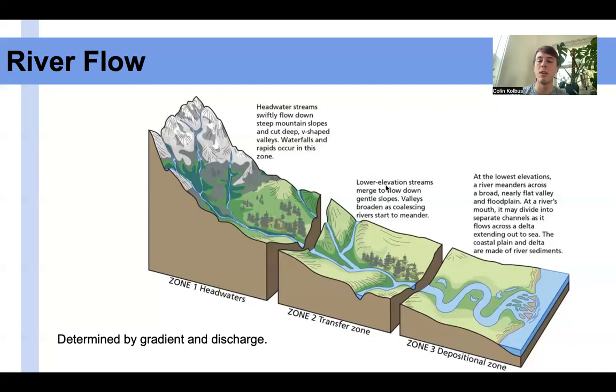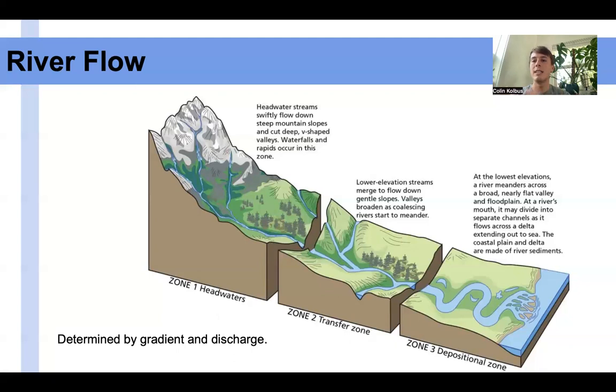All rivers have zones associated with them. There's the headwaters, an intermediate transfer zone, and then a depositional zone. The headwaters typically have fast flowing water that is cutting through the sides of mountains. There's a lot of erosion happening because the water is moving so quickly.